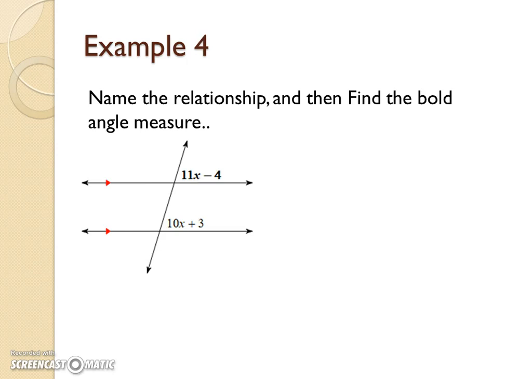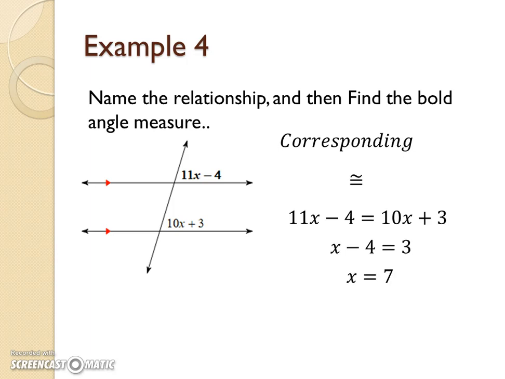Our next example here, we have to substitute back in to find the bold angle measurement. We have corresponding angles. They are congruent, so we set them equal. 10x plus 3 equals 11x minus 4. Subtract 10x, you get 1x. Add 4, you get 7, so x equals 7. We're going to substitute it into the top angle because it was the bolded one. So 11 times 7 minus 4 is 73 degrees.